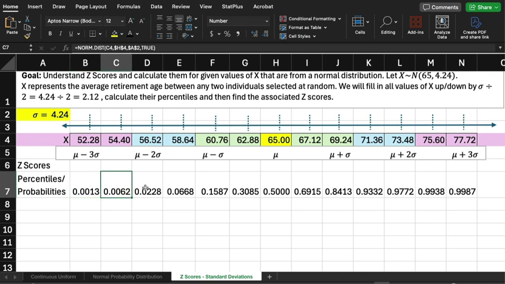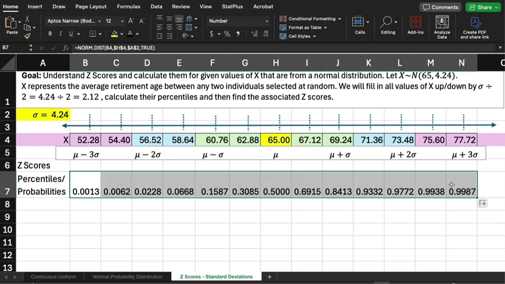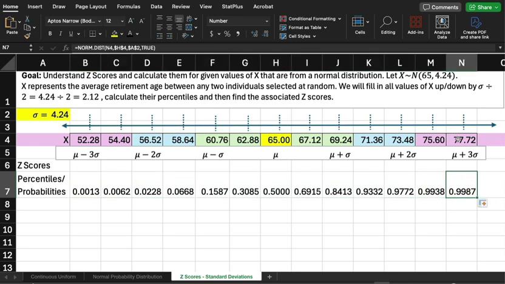And you'll notice that these numbers just keep going up as we go left to right because those are cumulative probabilities. Those are your percentiles. So if you click on the anchor in the lower right corner of B7 and just fill all the way to the right, the last value here under 77.72 has a percentile of 0.9987. And we expect this to happen. The mean itself should have a percentile of exactly 0.5 because it's exactly in the middle.